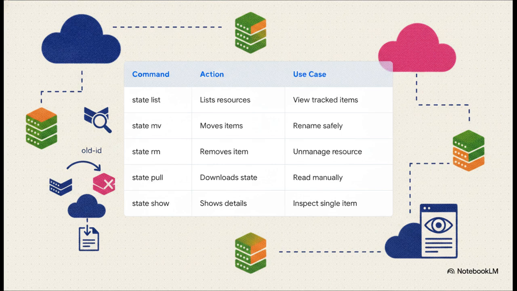Want to leave the server running but stop tracking it? State rm lets you tell Terraform to stop managing an asset without physically destroying the actual server in the cloud. And if you just need to inspect things, state pull and show allow you to inspect the details and read values securely. It is surgical, precise management.